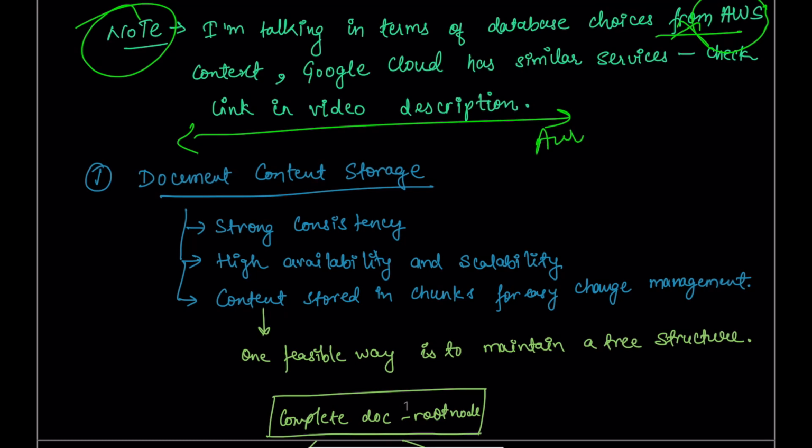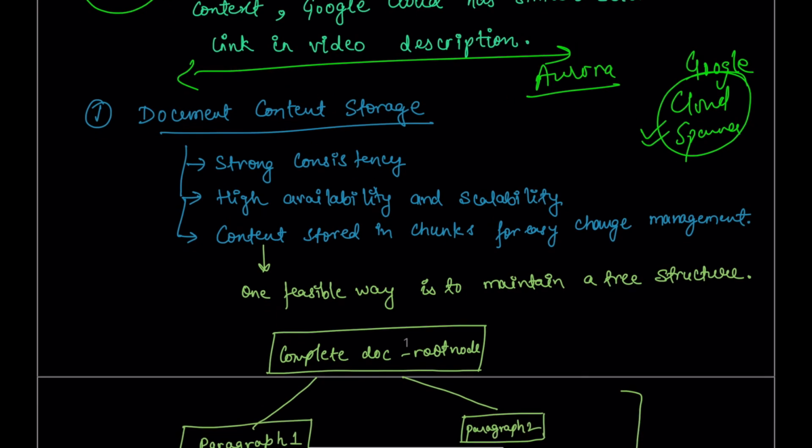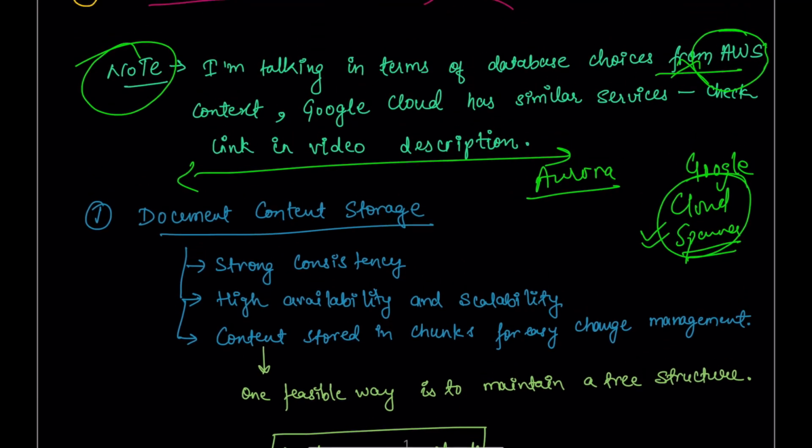A simple example could be that AWS offers Aurora as a fully managed MySQL or Postgres relational data store, and Google Cloud offers Cloud Spanner. Okay, so I will share the list of documents with you where you can see these kinds of comparisons and how you can use them. Okay, now let's move to our first requirement.